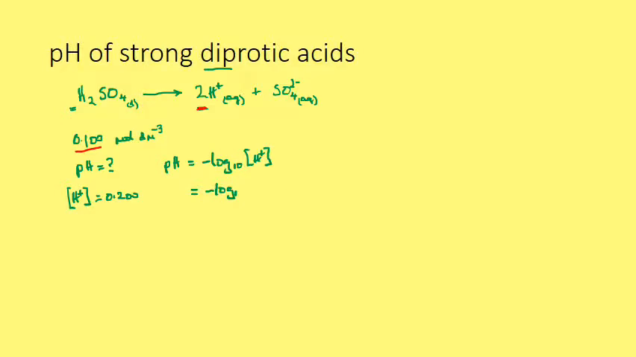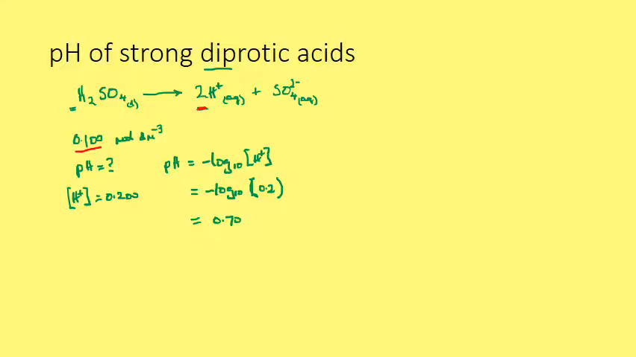And so we're going to feed that back into our equation. So it's minus log 10 of 0.2. Don't need the square brackets. Minus log 10 of 0.2. And when you feed that into your calculator, it's going to tell you that you're going to have a pH of 0.70.